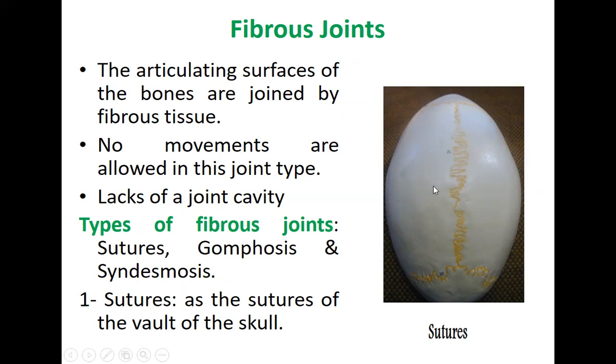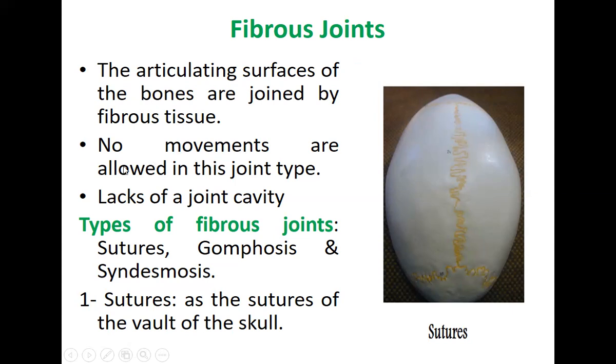This is the skull. These are the two parietal bones, and the two parietal bones are fused together by this line. This is called a suture. Within the suture, if you see, there is yellowish tissue. This is nothing but the fibrous tissue which is joining the two bones. So this is called the fibrous joint.